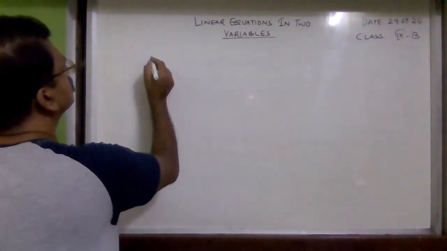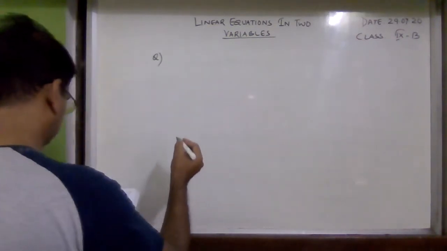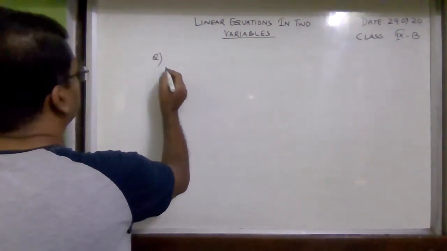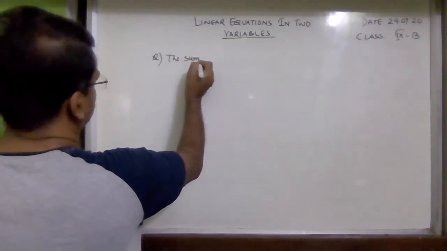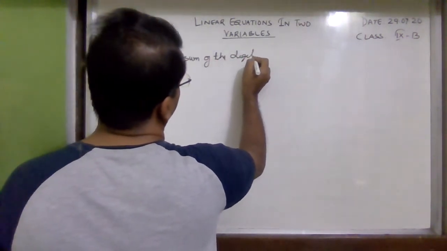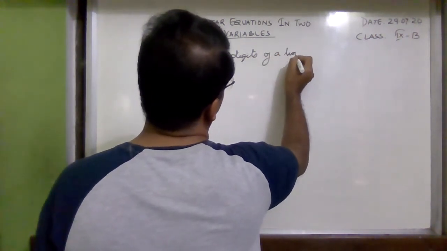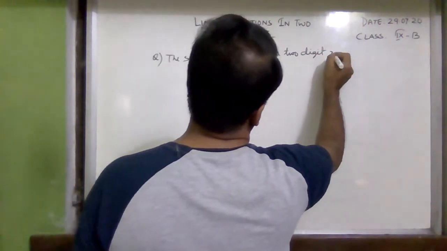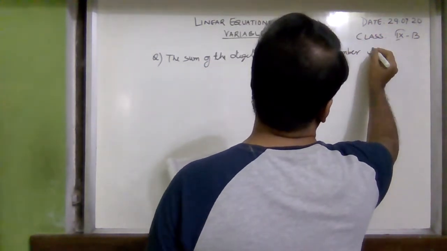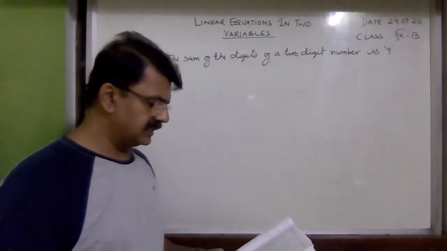Next question. The sum of the digits of a 2-digit number is 9.